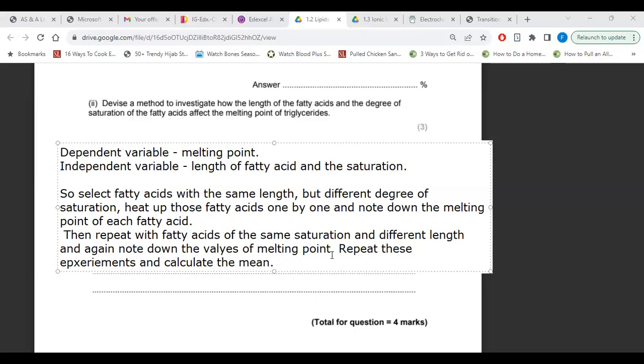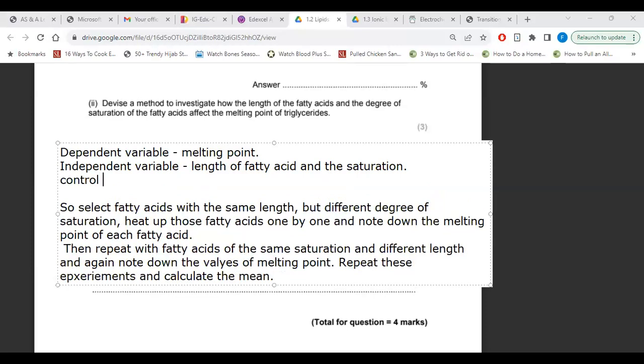If you are dealing with a question that carries slightly more marks, you can modify your answer to include, for example, control variables. Control variables are variables that you need to keep fixed, or you need to ensure that they are fixed for all the experiments that you're running. For example, the temperature of the water bath. For example, you're using a water bath to melt your fat. So the temperature of the water bath has to be maintained.